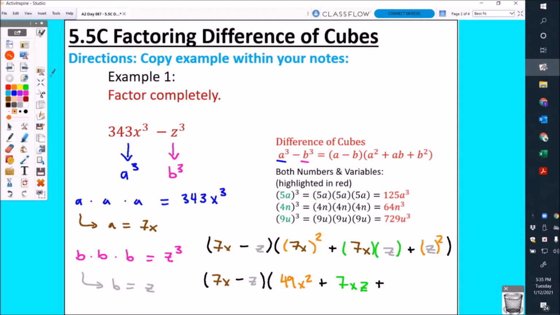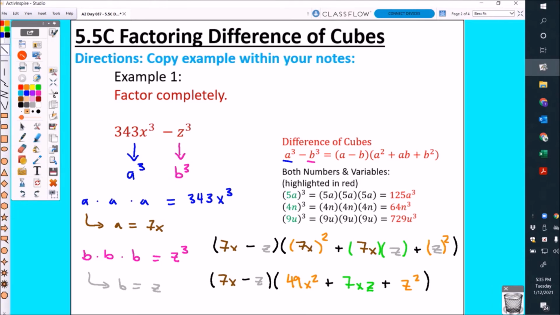Followed by that plus, and then next, it says z squared. So that means that we're going to do z times z, which will come out as z squared. And let me close that up. All right, we finished simplifying. So this will be my final answer for this example.